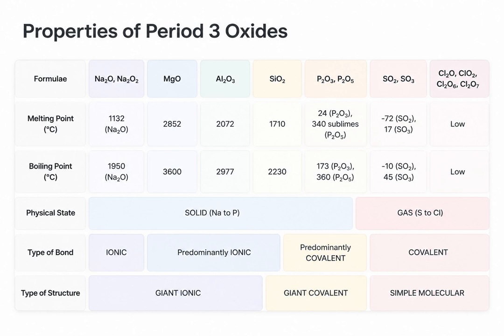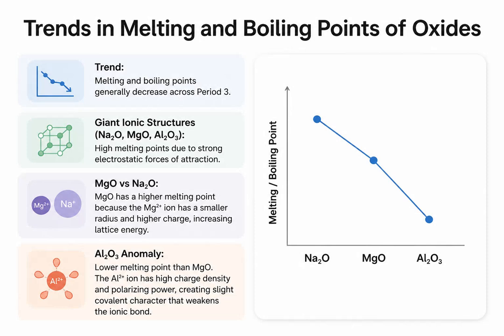This macroscopic trend is a direct result of the shifting bonding and structural types, from giant ionic lattices on the left to a giant covalent network for silicon dioxide, and finally to simple molecular structures held together by weak van der Waals forces on the right. Let's break down exactly why we see this variation in melting and boiling points.